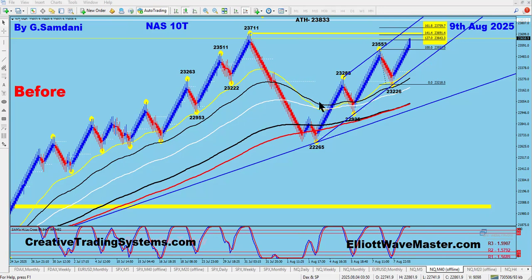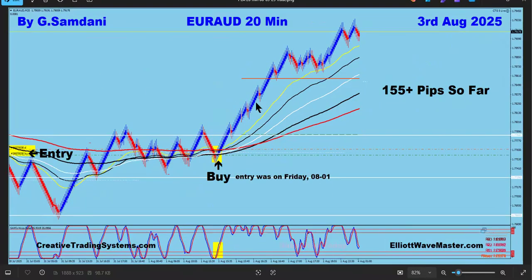So let's get started. Right now it is 10:30 Saturday morning, and let's start. So the week started from August 3rd. This is the Nasdaq chart.